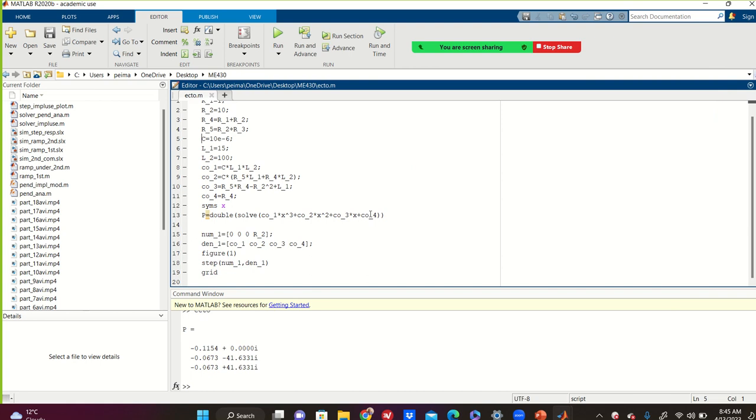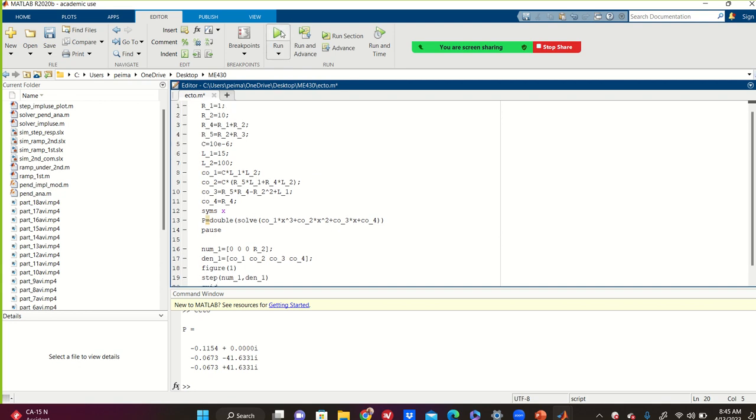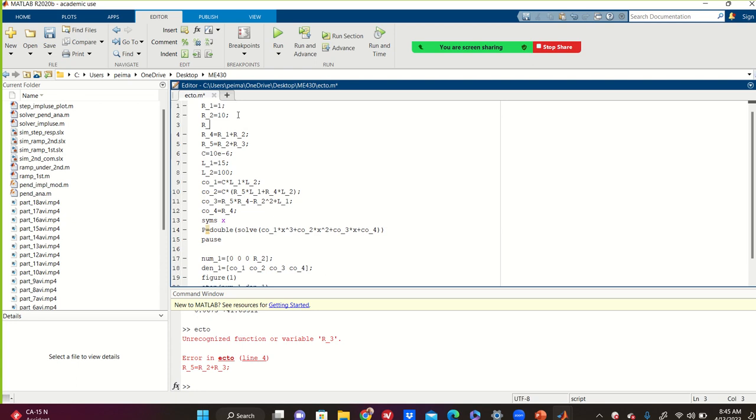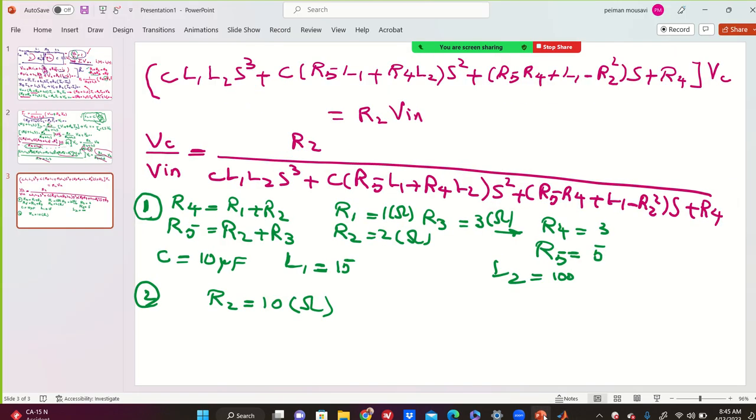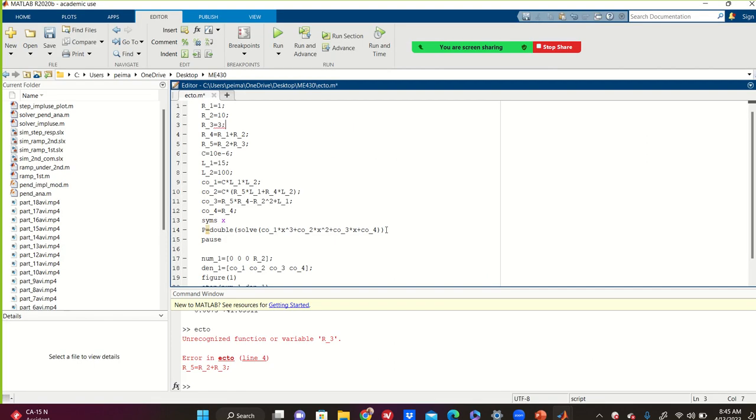Now, if I do this, first let me put a pause command here. And then I'm going to have a step. Okay, fine. Now I'm going to run it. Oh, I forgot to define R3. R3, what was R3? It was 3. Okay, good.